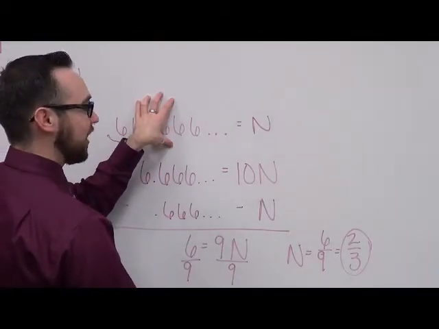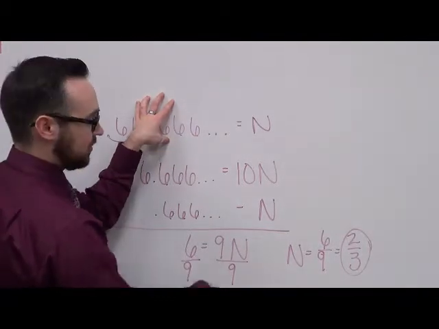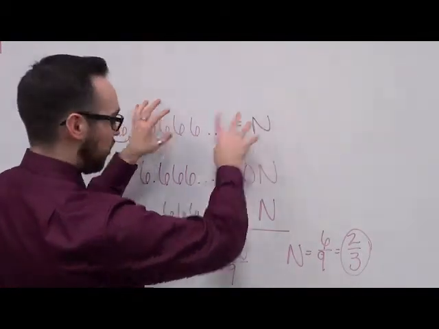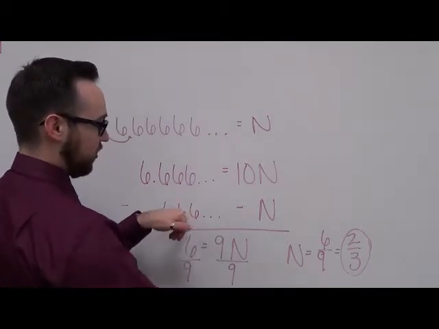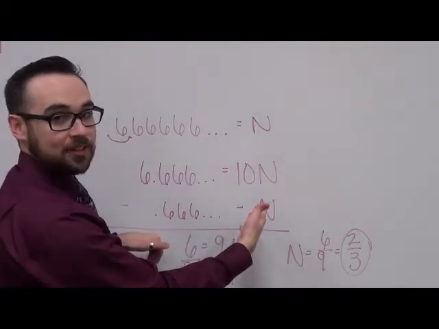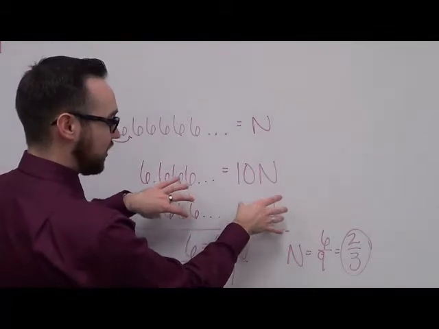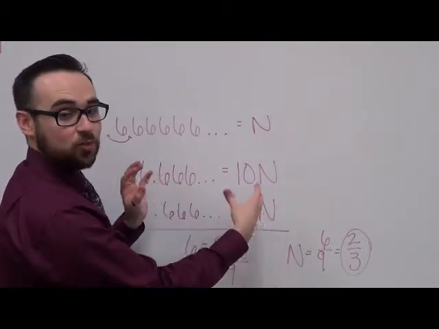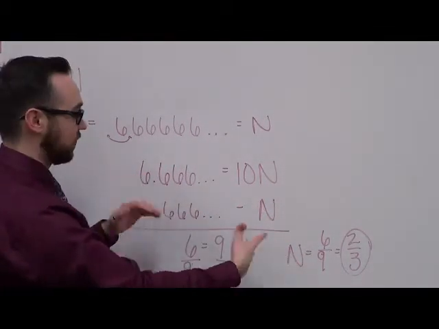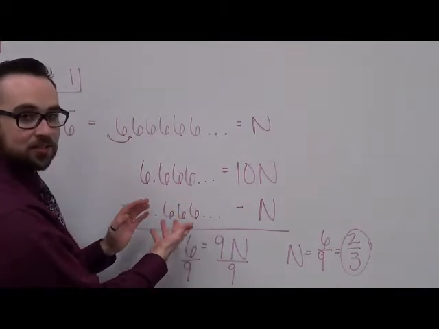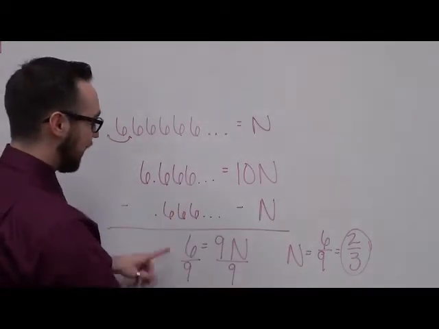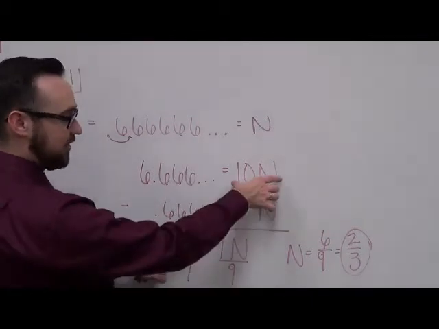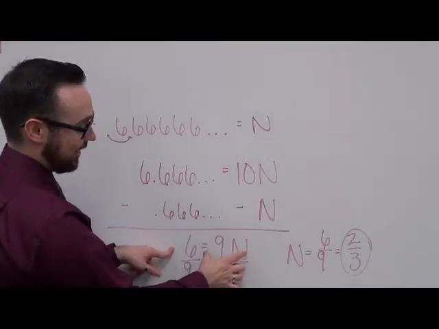Well, remember, on this side, it was equal to 0.66666, and over here, it was equal to n. So if on this side, I'm subtracting away 0.66666, over here, I'm simply subtracting n. It represents the same thing, I just wrote it two different ways. Over here it was 0.66666, over here it was n. If I subtract those away, I end up with 6, and then 10n minus n is 9n.